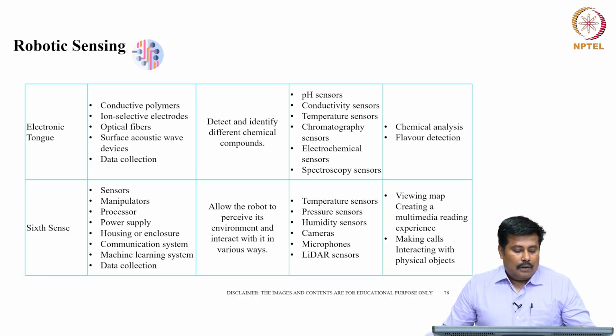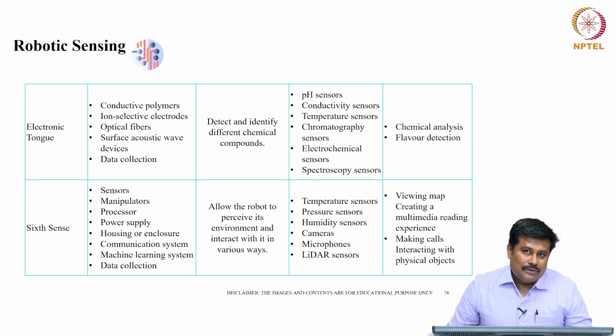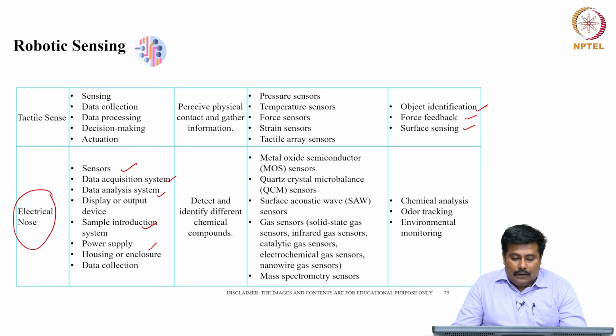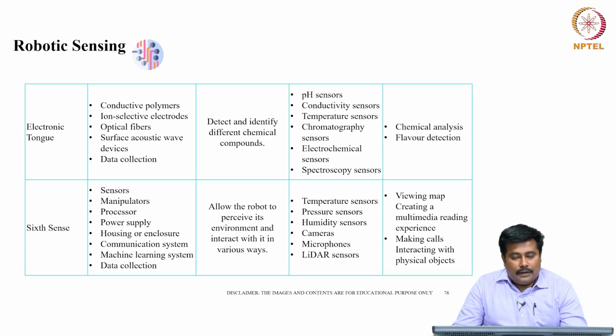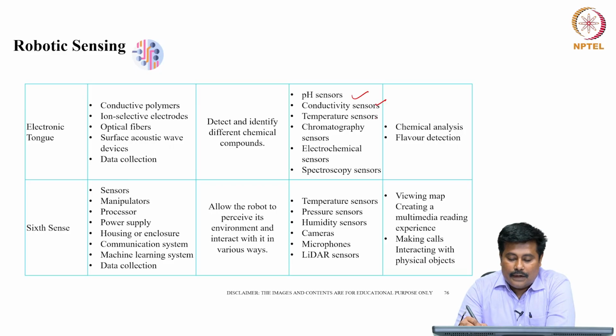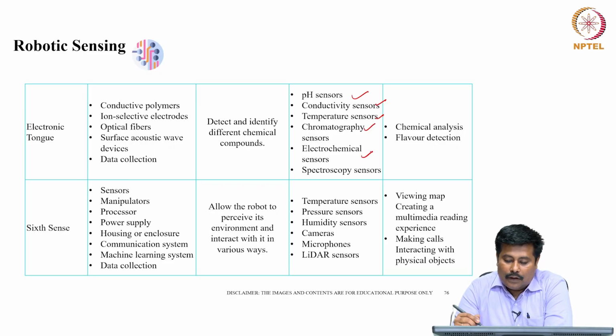Now, let us talk about the electronic tongue, which is used as a kind of robotic sensing. In the case of an electronic tongue, there are wide varieties of groups which work on conductive polymers, ion selective electrodes, optical fibers, surface acoustic wave devices, and data collection. The main functionality is to detect and identify different chemical compounds. Some of the key sensors include the pH sensor, the conductivity sensor, the temperature sensor, the chromatography sensor, electrochemical sensor, and a spectroscopic sensor. From an application point of view, it is used for chemical analysis and flavor detection.